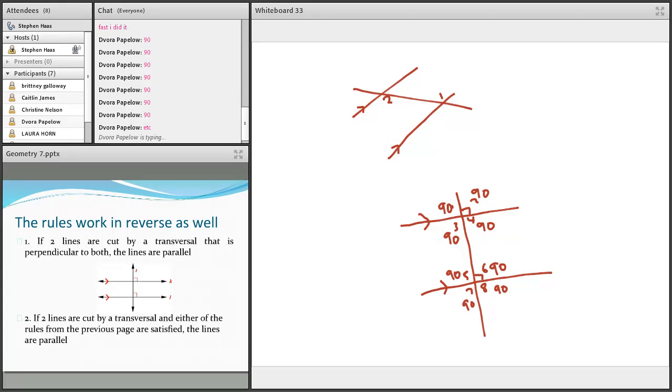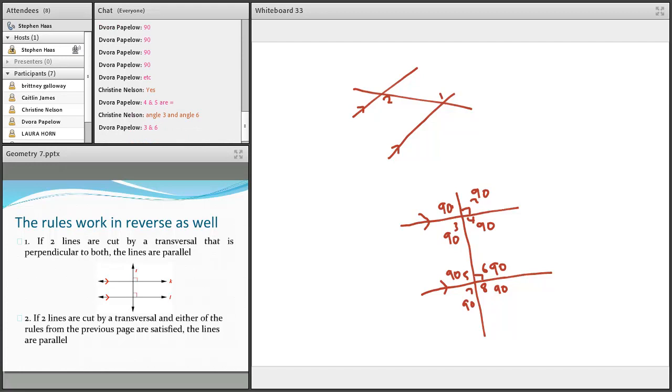Alternate interior angles are equal. What are alternate interiors? Who can give me 2 pairs of alternate interior angles here? 4 and 5 are alternate interiors, okay. What else? Who can give me another pair of alternate interiors here? 3 and 6 are alternate interiors, and they're equal.